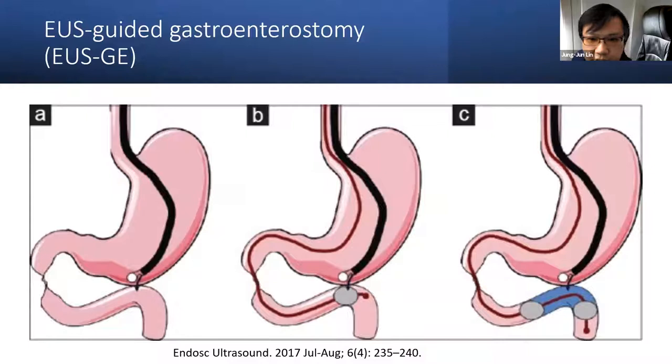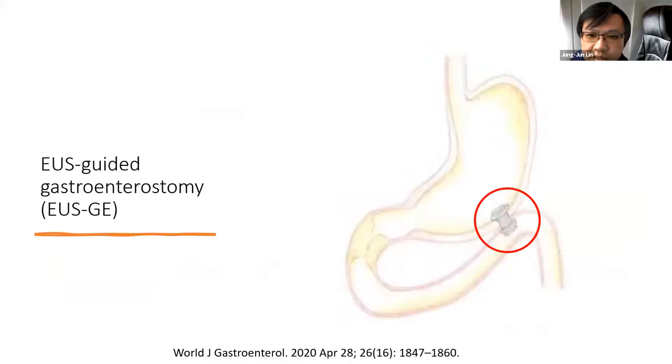Firstly, we can inject the contrast and water into the jejunum, then under this guidance, we can check the small bowel position and make an anastomosis between the stomach and the jejunum. So, using fluoroscopy and US guidance, the bifurcated metal stent creates a new fistula between the stomach and the jejunum.